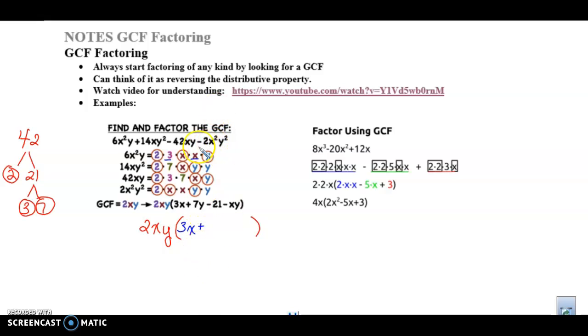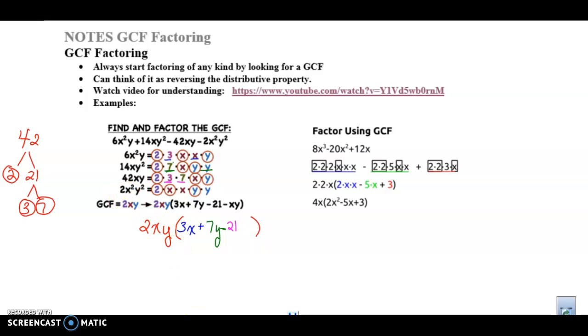Then I had, let's see, the next one is 14xy squared. So at this one, I didn't use the 7, and I didn't use this y. And so that's where 7y comes from. And then it was minus 42, so I'm going to put my minus sign here. And for the 42, we didn't use the 3, the 7, and 3 times 7 is 21. And we did use both x and y, so 21's all that's left there.